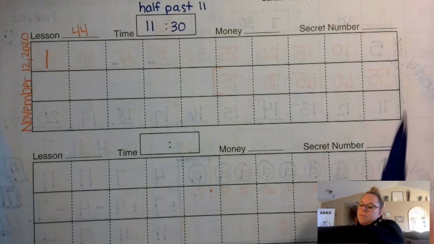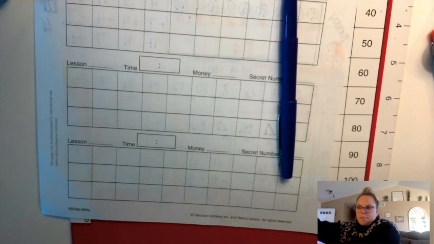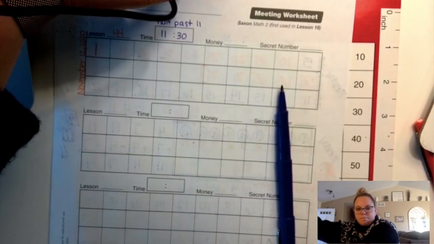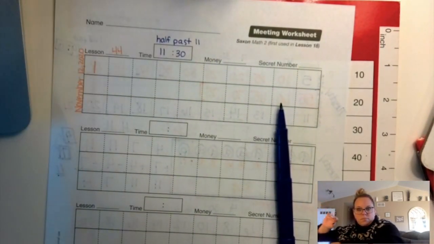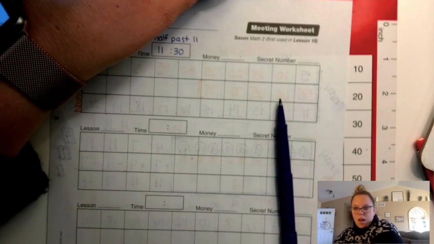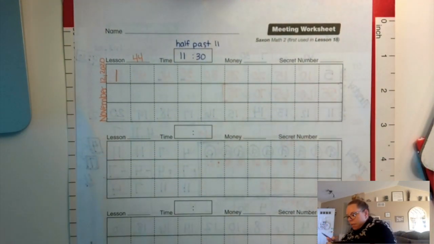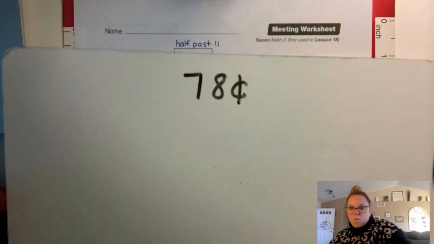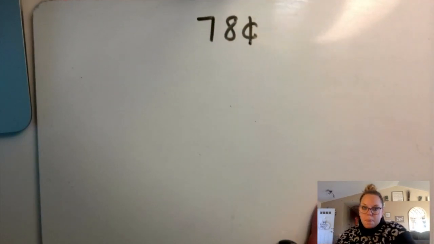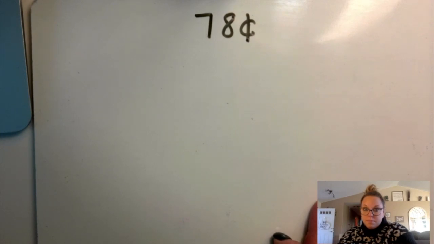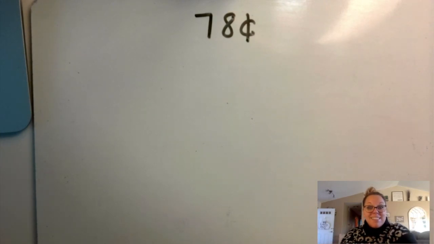I'm going to bring this back up so that we can do, sorry about that, a little bit of work with some money. All right. Today, we want to take a look at this amount of money. And hopefully you can see that that says 78 cents. So, I want to show 78 cents today. And I want to use the fewest dimes and pennies that I can.